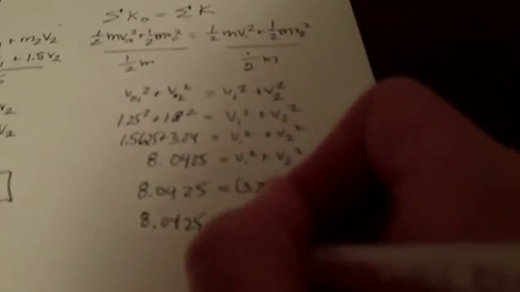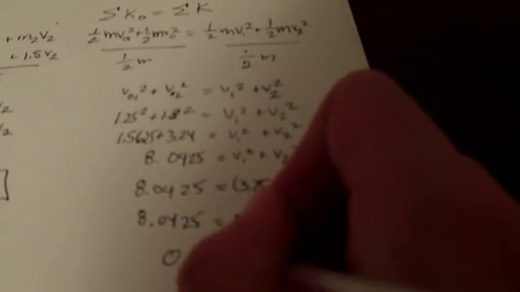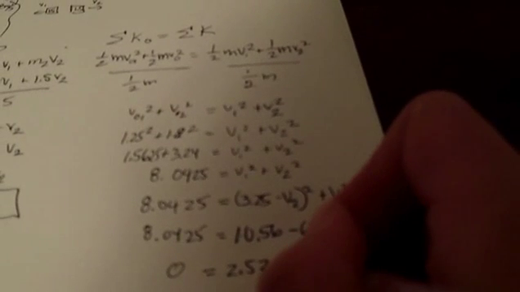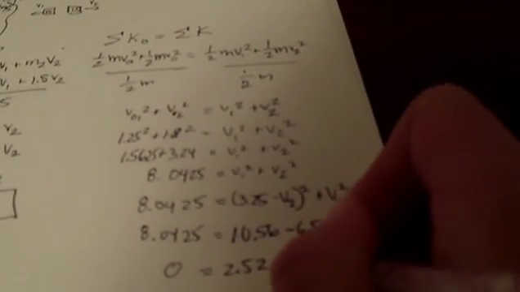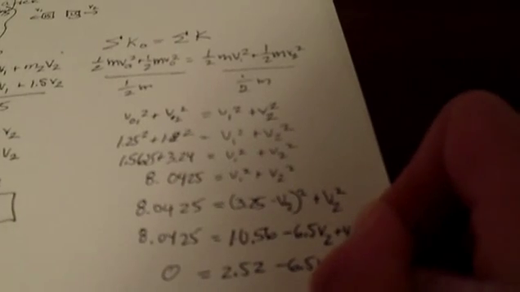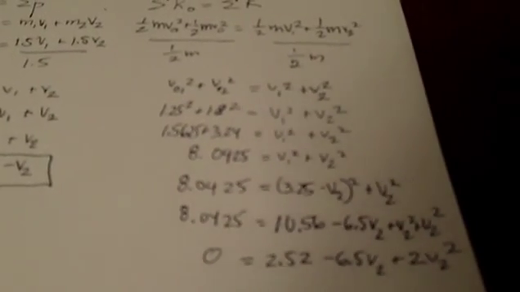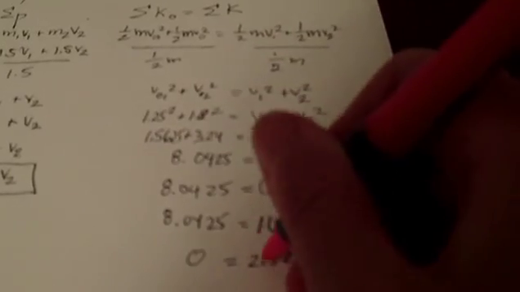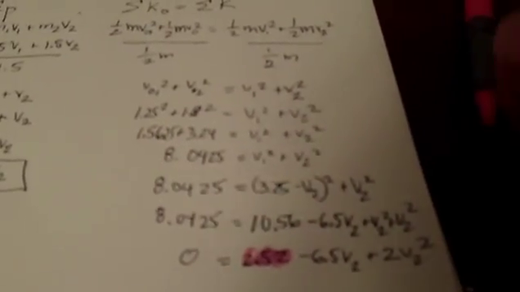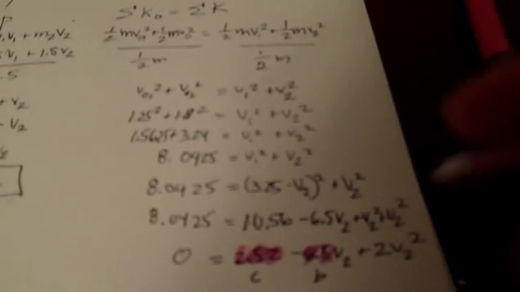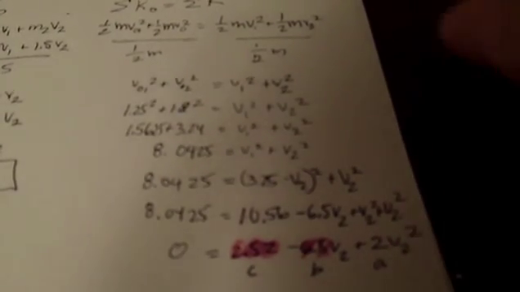Okay, and I get 0 equals 2.52 minus 6.5 v2 plus 2 v2 squared. Okay, in terms of my quadratic equation, this is going to be my C, this guy is going to be my B, and this guy is going to be my A.